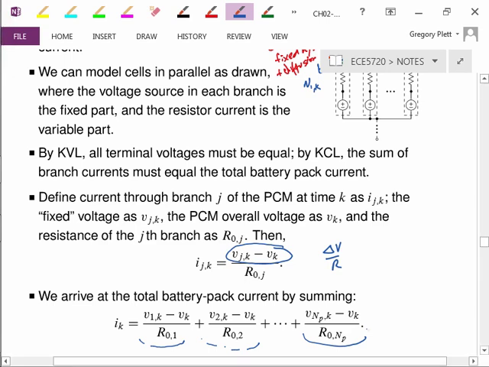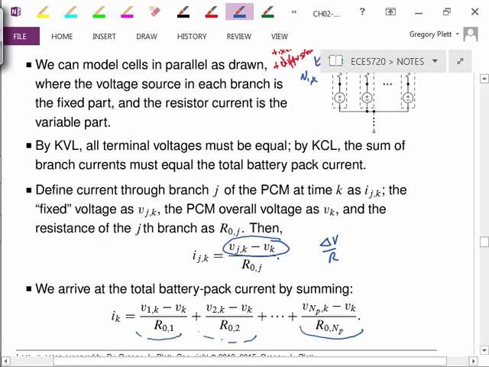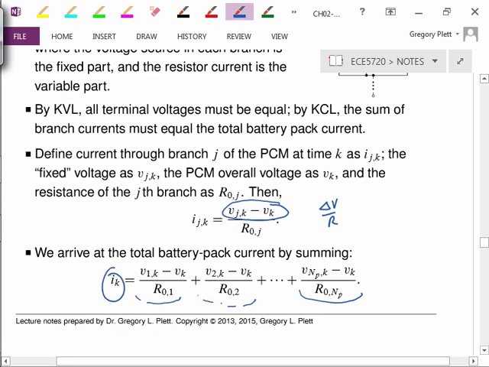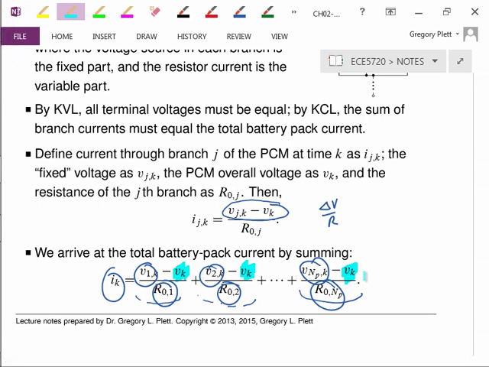Now usually our simulations are run such that the pack current is the input to the simulation, and then I have to figure out everything else as the output. So this is going to be an input. This is known, that's known, that's known, that's known, that's known, that's known. The thing that is unknown is what is the PCM voltage. And there's a lot of them on the right-hand side, but I can rearrange this expression in order to actually solve for the battery pack current.